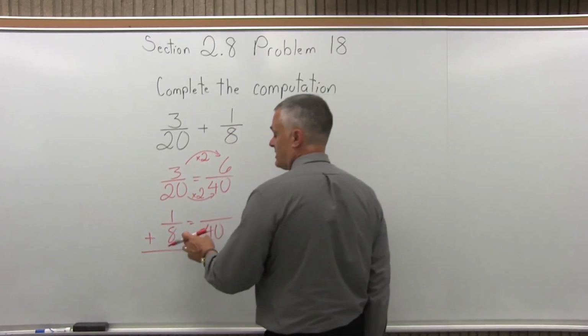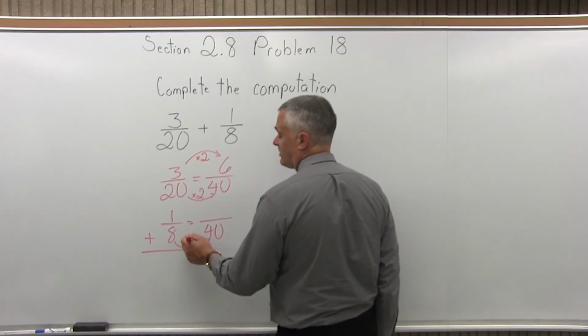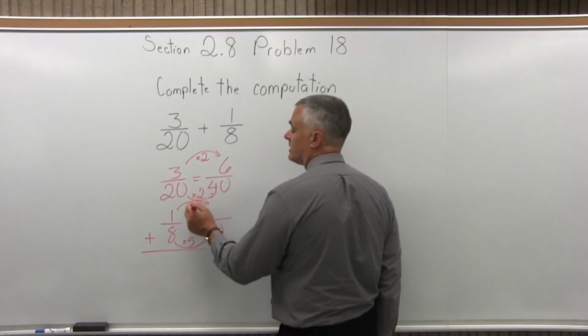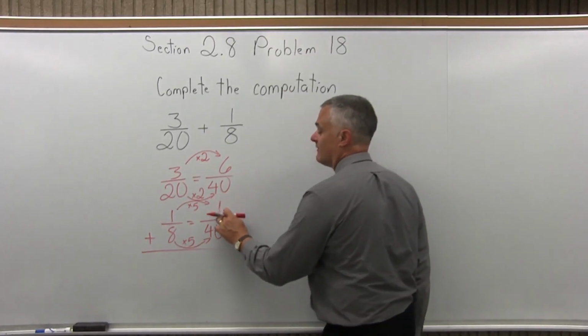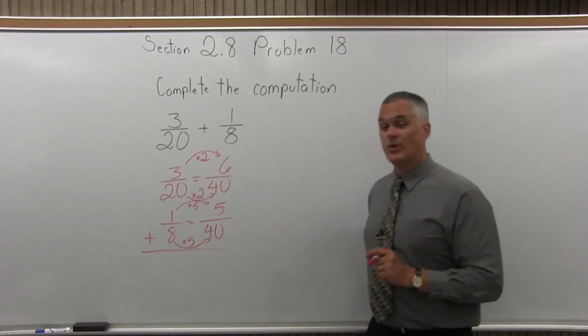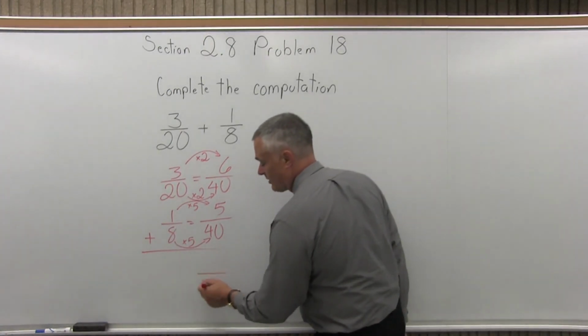Now, same process with the lower fraction. My denominator of 8 times some value became a 40. 8 times 5 is 40. So the numerator gets multiplied times that same value. The numerator of 1 times 5. 1 times 5 makes a 5. I wrote 1, I don't know why. 1 times 5 for sure is 5. So now I have a common denominator of 40.